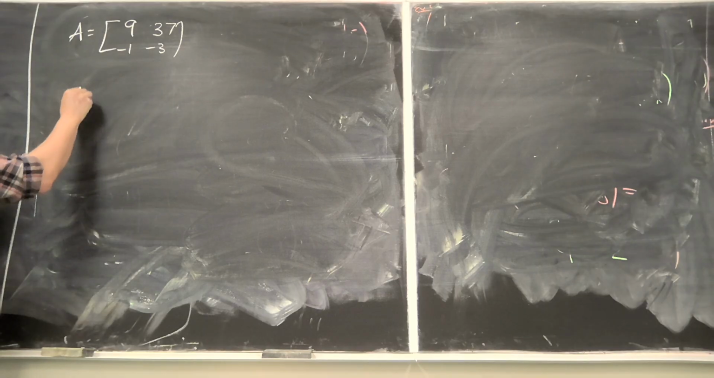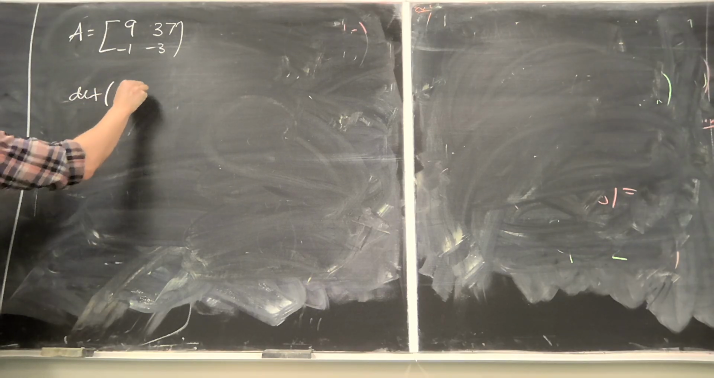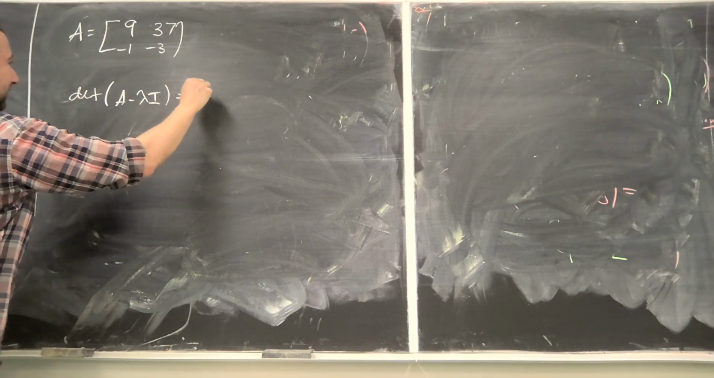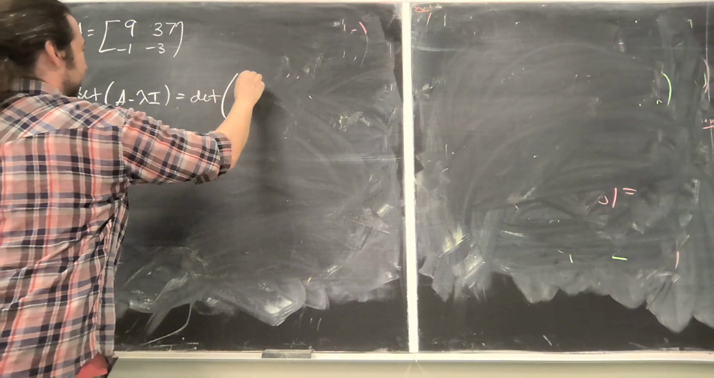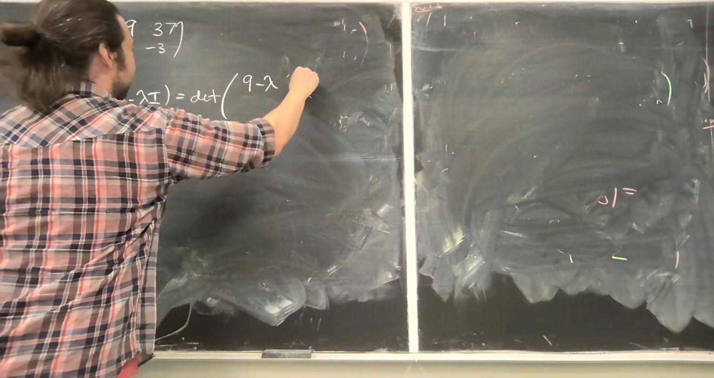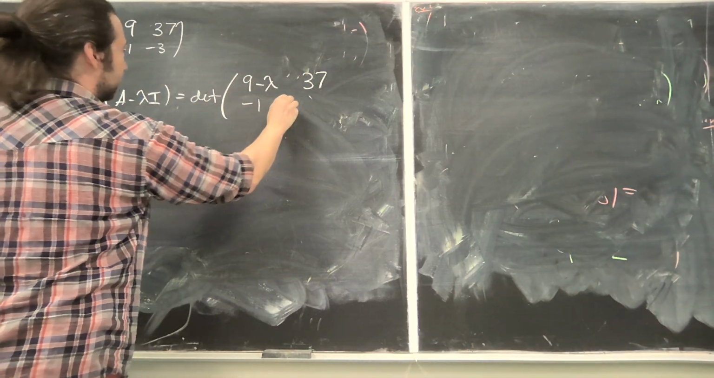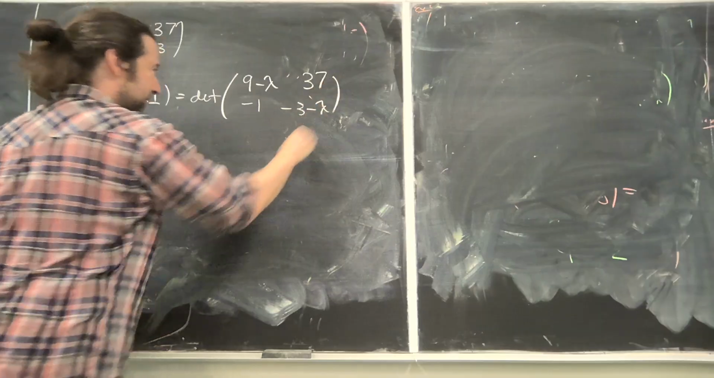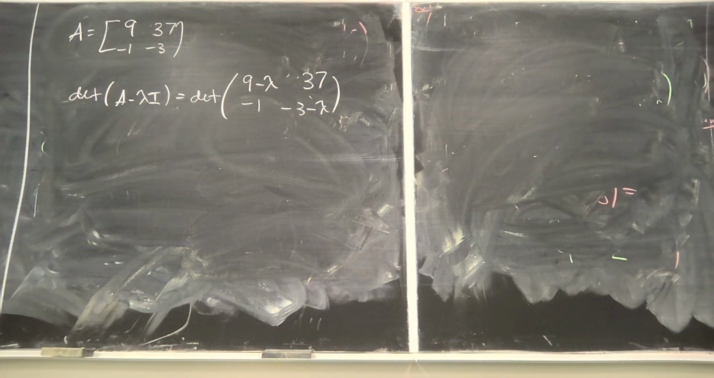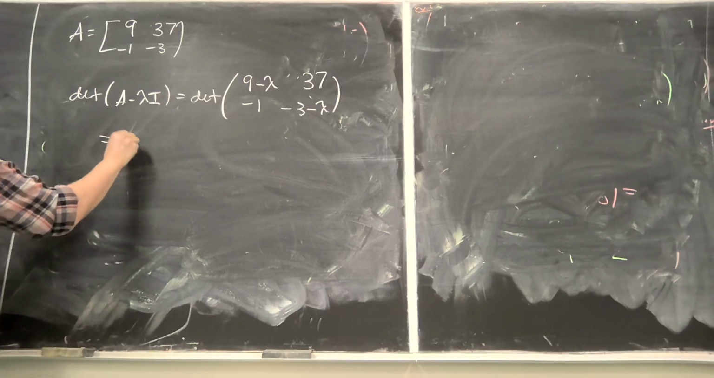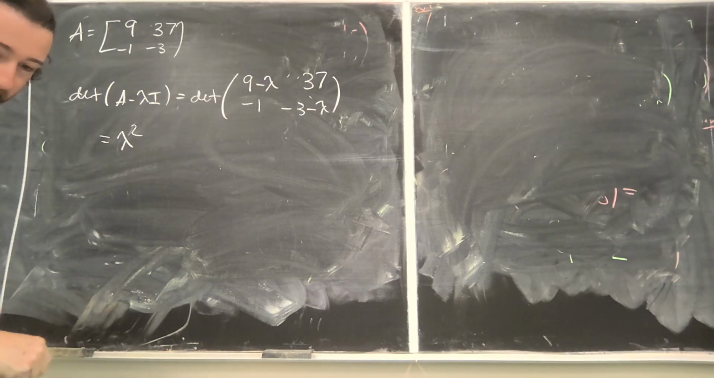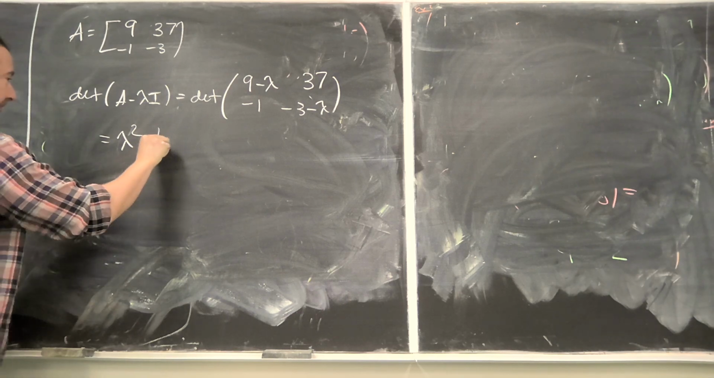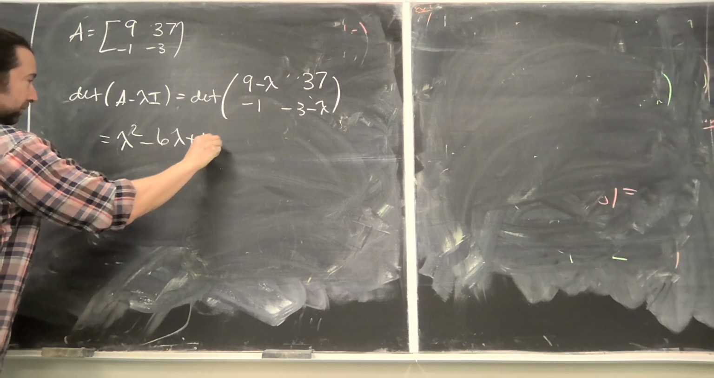If you calculate the determinant of A minus lambda I, you get the determinant of the matrix 9 minus lambda, 37, minus 1, minus 3 minus lambda. And if you calculate that, when you're done, what comes out is lambda squared minus 6 lambda plus 10.